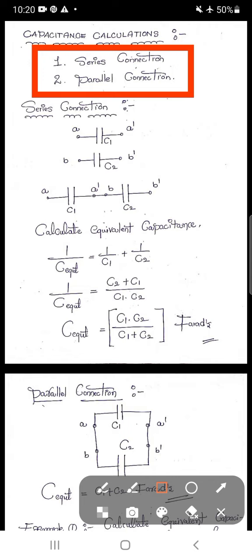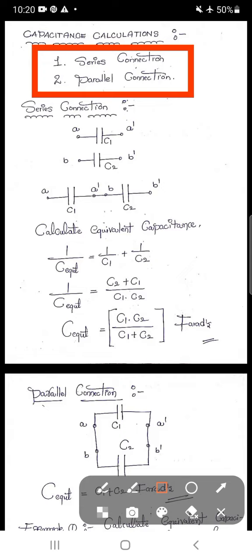the main difference between getting the equivalent resistance, the equivalent inductance, and the equivalent capacitance is this: the procedure we use to get the equivalent resistance and the equivalent inductance is the same. But getting the equivalent capacitance is completely opposite to resistance and inductance. For example, if two resistors or two inductors are connected in series, how can we calculate the equivalent resistance and inductance? By adding all the values.